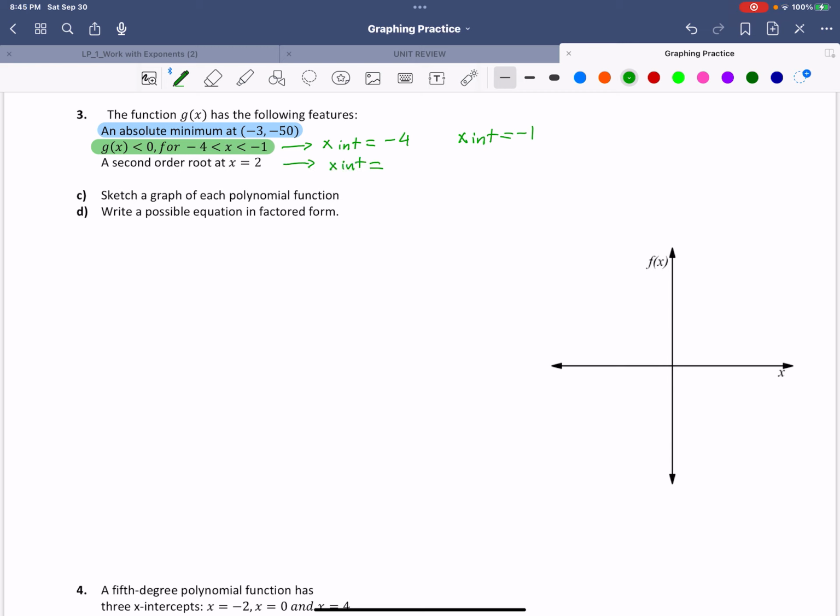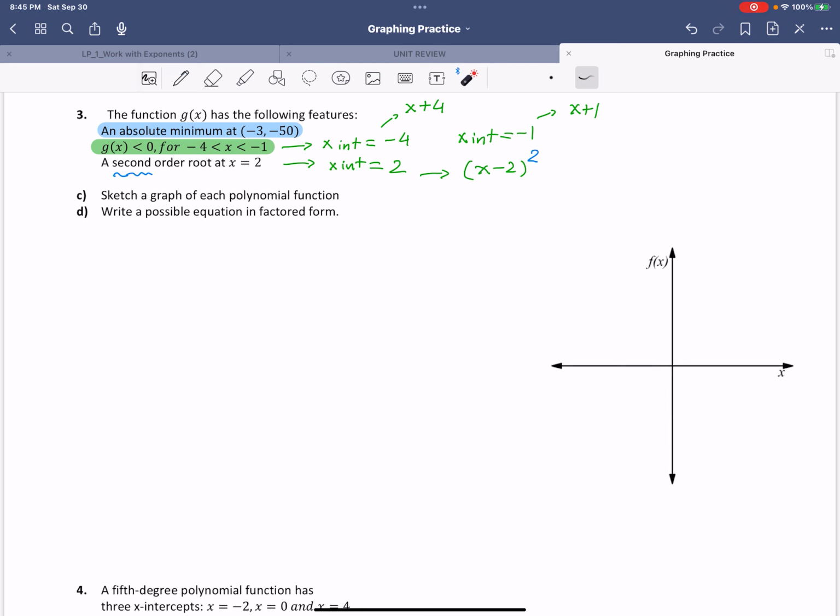We're also given that the x-intercept at 2 will be a second order x-intercept. So what does that mean again? It means that the factors for the first order intercepts would be (x + 4) and (x + 1). And for the second order, we'll have the factor of (x - 2) raised to the power of 2. So we have to sketch the graph of the polynomial function and then write a possible equation, so we're doing them simultaneously in a way.